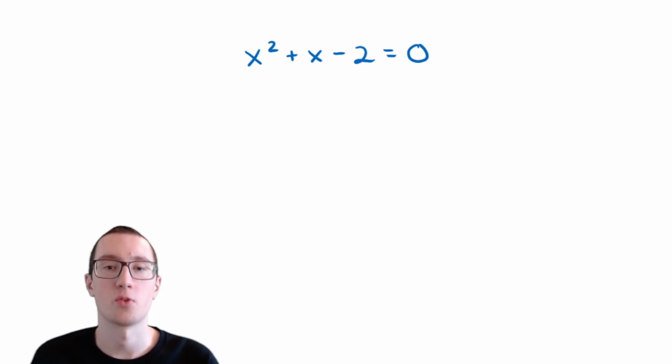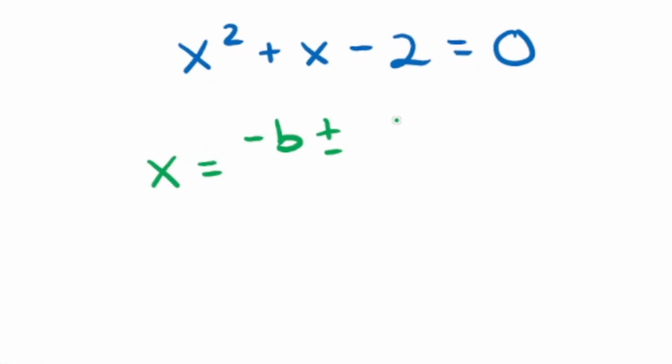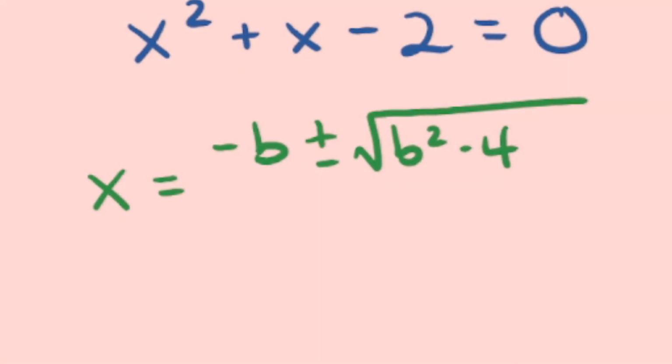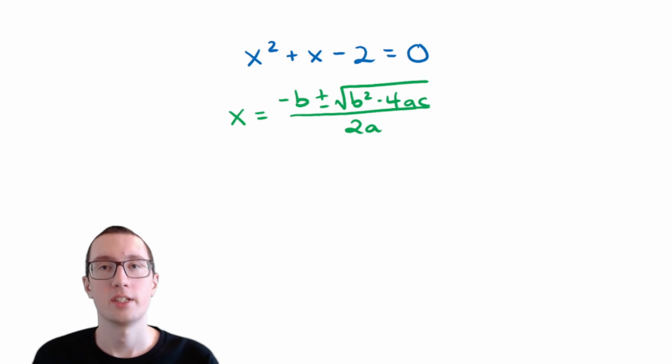So what is the quadratic formula? Well, it's this nice small formula. It's x equals negative b plus or minus the square root of b squared minus 4ac all over 2a. Yeah, see, nice and small. Okay, no, that's not nice and small. So how are you supposed to memorize this?